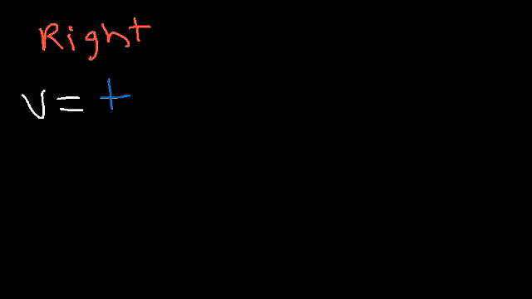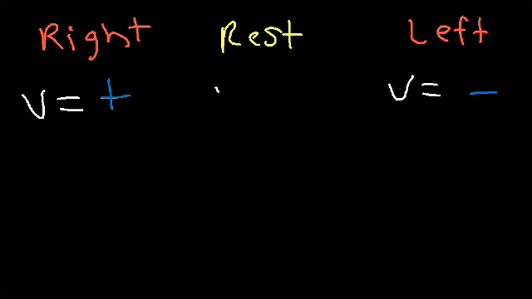But now let's move on. So how do you know when a particle is moving to the right and when it's moving to the left and when it's at rest? Whenever a particle is moving to the right, the velocity is positive. It's moving to the left when the velocity is negative. And the particle is at rest whenever the velocity is 0.